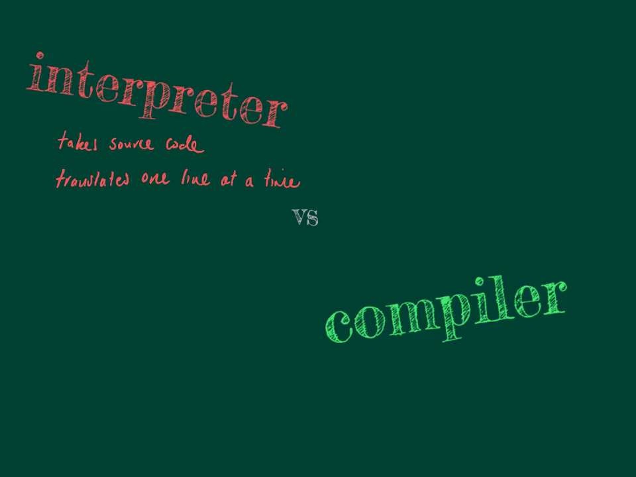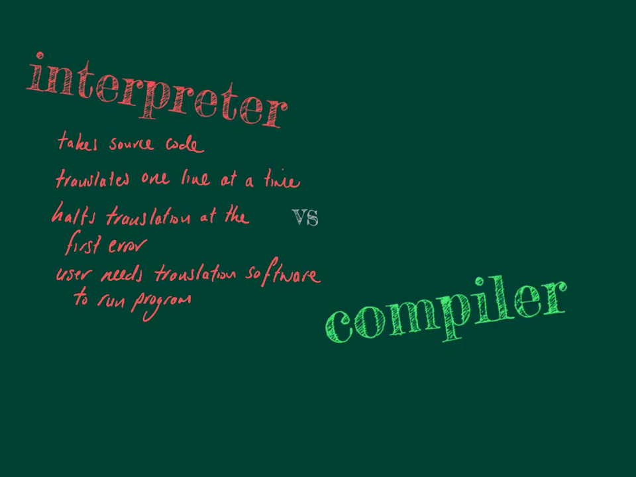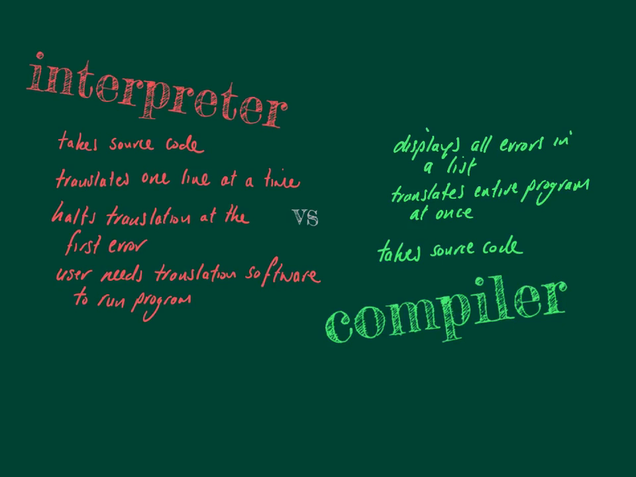So just remember that an interpreter takes source code, it translates one line of code at a time into object code and executes it, and it halts translation at the first error. The important thing about interpreters is that the user needs the translation software to run the program every time.